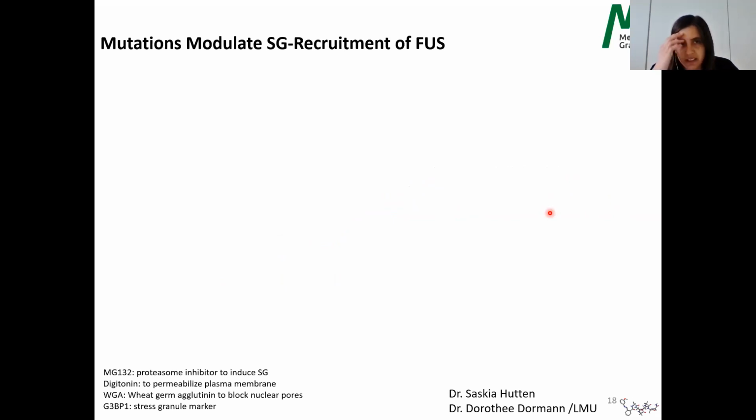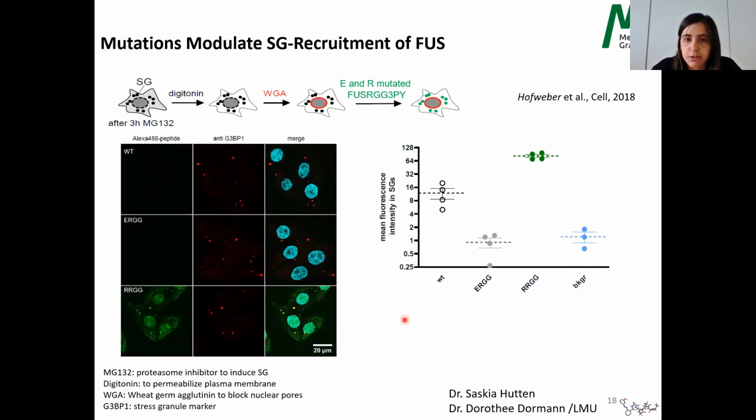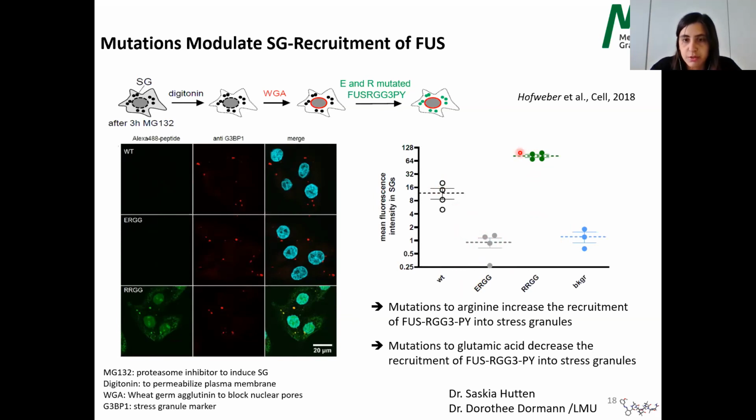Then we also checked this finding in the cells with the stress granule recruitment assay. This time we used the mutated version of FUS RGG3-PY with the label, and again stress granules were recognized by G3BP1 and the peptides were visualized by the GFP channel. Here you cannot see the wild type because there is so much fluorescence coming from the arginine, but on the right side you can see the quantification of this experiment. For example, the glutamic acid mutation has significantly less fluorescence intensity in the stress granules compared to wild type, and the arginine mutation increased the intensity in the stress granules. With that, we showed that the arginine mutations increase the recruitment of FUS RGG3-PY into stress granules. However, the glutamic acid mutation decreased the recruitment of FUS into stress granules.